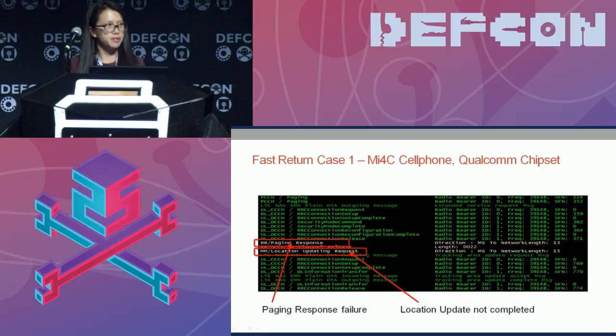Here we show 2 cases. The first one is about a Qualcomm chipset. In this figure, the green texts are 4G signaling and the white texts are 2G signaling. You can see that the Qualcomm chipset sends a location update request here, but there is no location update accept following. So we doubt whether the chipset really completes the location update procedure. In this case, the attack will succeed because the LAU procedure is not complete, so we can maintain the connection to do something evil.